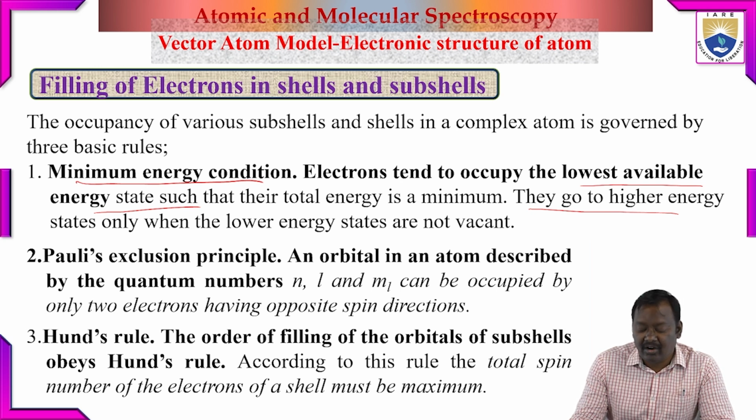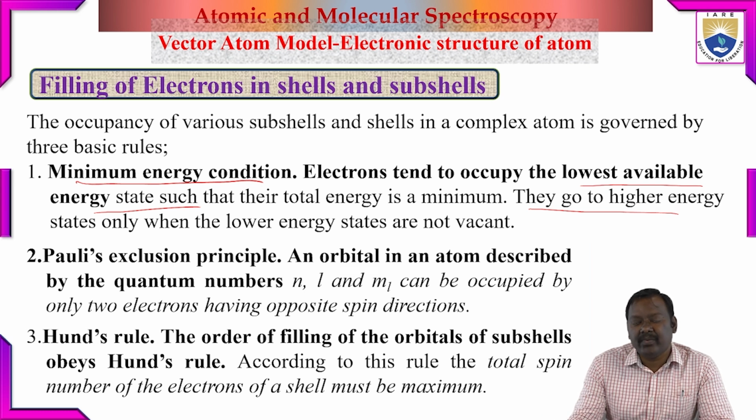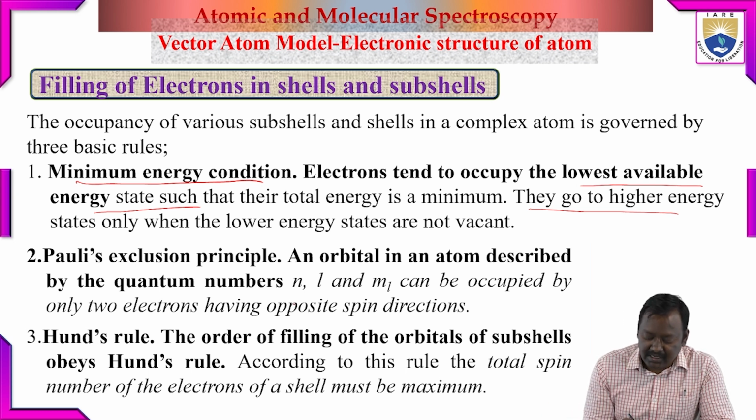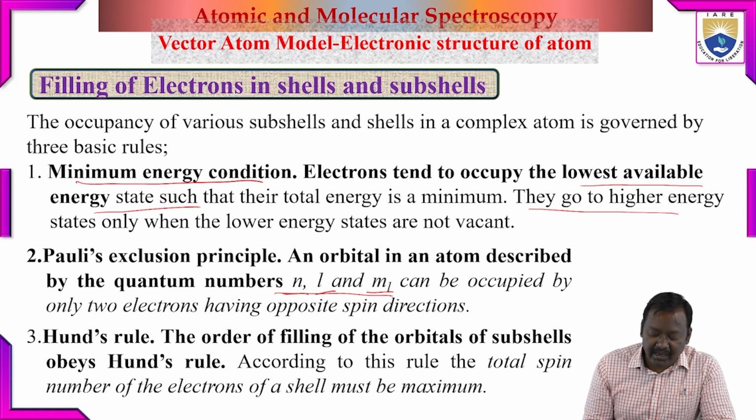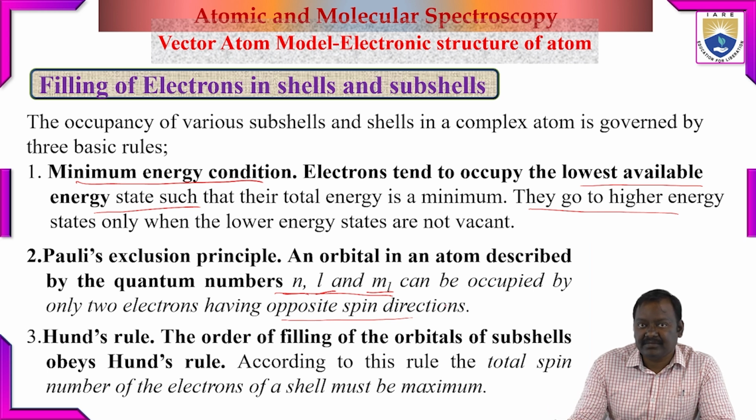In general, an orbital in an atom is described by quantum numbers such as principal quantum number, orbital quantum number, and azimuthal quantum number. There could be two electrons having the same values of all these quantum numbers, and those two electrons can have opposite spin directions. That means ms value for one electron will be plus 1 by 2, and for the other electron it should be minus 1 by 2.